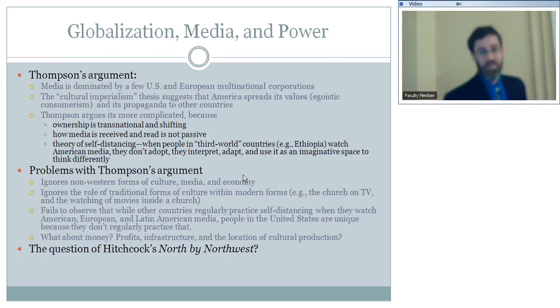So yeah, BBC. And I watch movies and television in other countries as much as I can. The other thing that he ignores is what about money, profits, infrastructure, and the location of cultural production? Because of course, you have Los Angeles and New York, where you have a whole economy that's very vibrant, that's based on production and exportation.